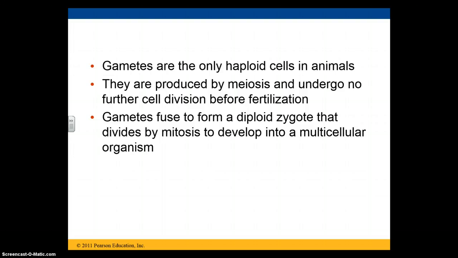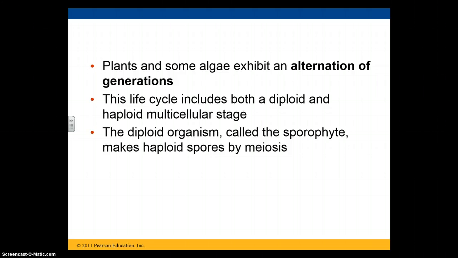First, gametes are the only haploid cells in animals, and they're produced by meiosis and they undergo no further cell division before fertilization. So they kind of stop at a point in their development. Gametes fuse to form a diploid zygote that will divide by mitosis into a multicellular organism.